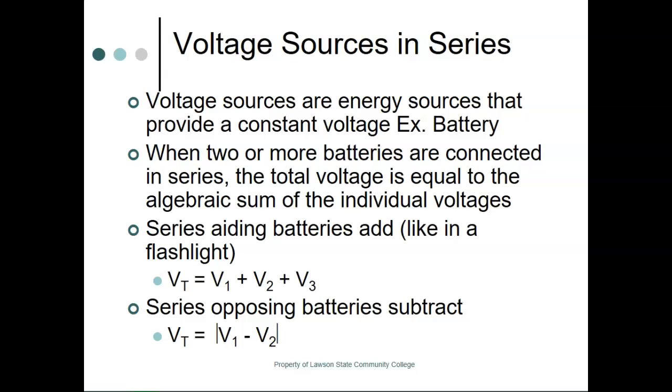So voltages. The interesting thing we can do with DC voltage sources is that we can use them to create a bigger voltage source. When two or more batteries are connected in series, the total voltage is equal to the sum of the individual voltages. What that should mean to you is that if I got one battery that's a 1.5 volt and another battery that's a 1.5 volt, and I put those head to tail, I end up with a total of 3 volts from those batteries. Does that make sense?